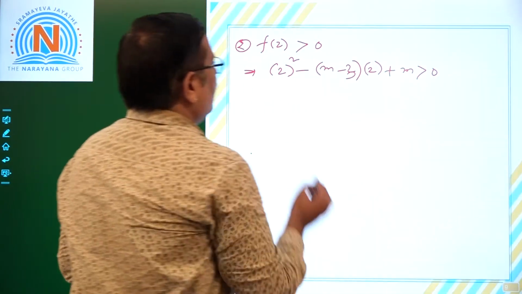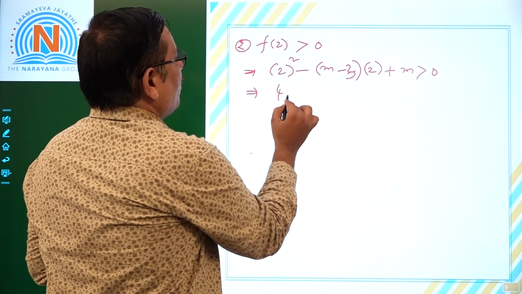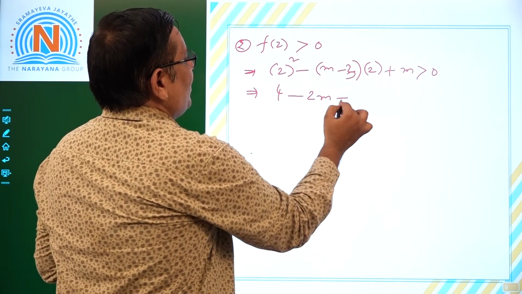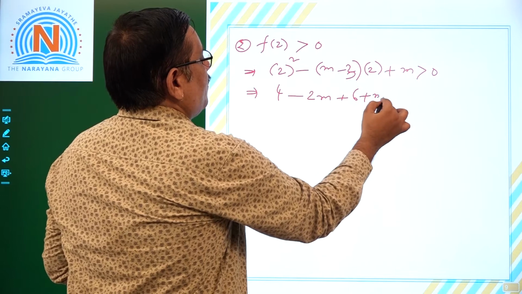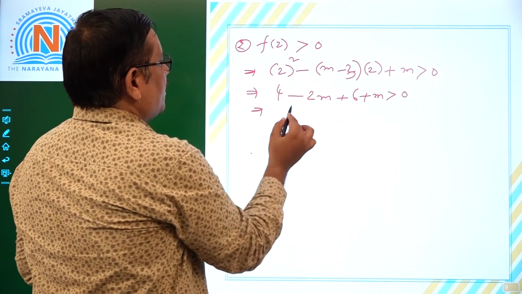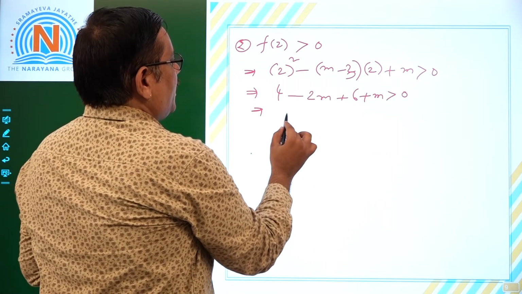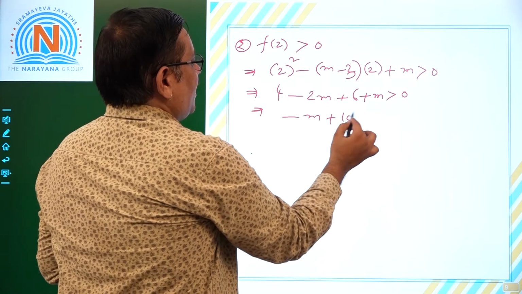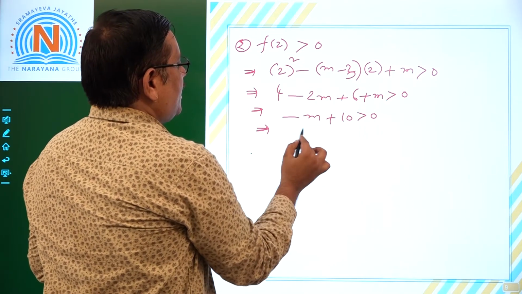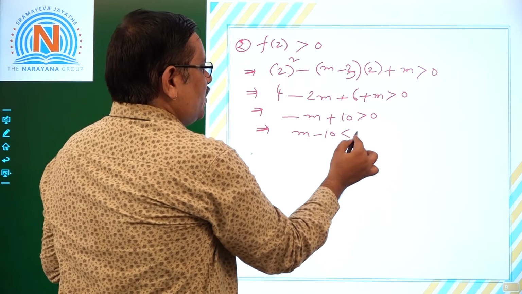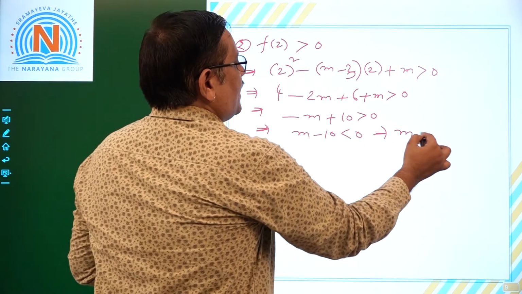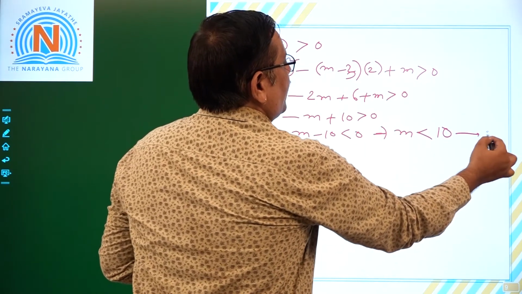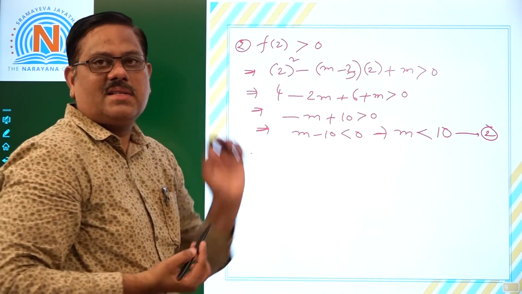So if you take that, it is going to be 4 minus 2m plus 6 plus m greater than 0. That is otherwise minus m plus 10 greater than 0. It implies m minus 10 less than 0, that is m less than 10. That is the second condition.